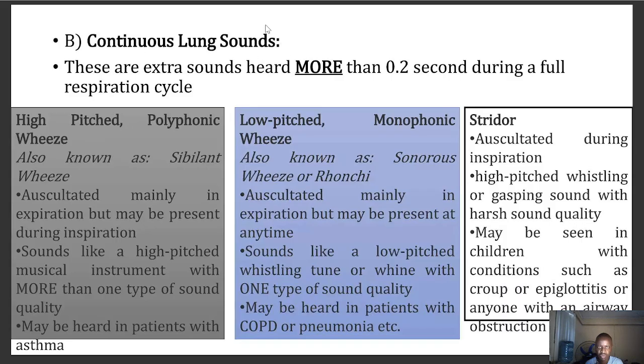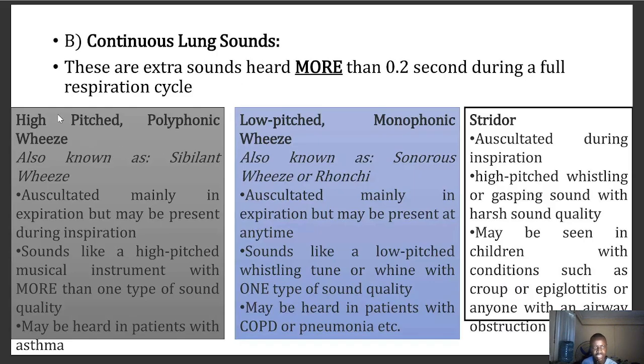What about continuous lung sounds? How will you differentiate them from the discontinuous ones? For continuous lung sounds, they are always extra sounds, and they last more than 0.25 seconds during a full respiratory cycle. So we talk of high pitched polyphonic wheezes and the low pitched monophonic wheeze, not forgetting stridor. Stridor is always high pitched, whistling or even gasping, with a harsh sound quality. It may be seen in children with conditions such as croup or epiglottitis, or anyone with airway obstruction.